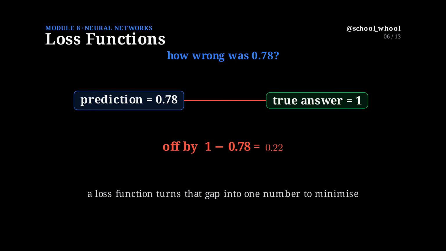A loss function takes that gap and turns it into one number, and that single number is what training will try to make as small as possible.